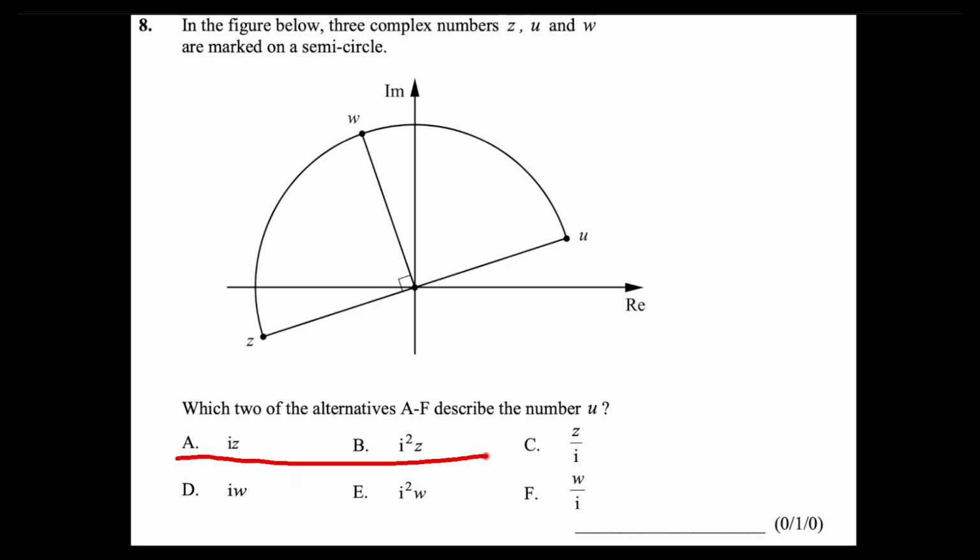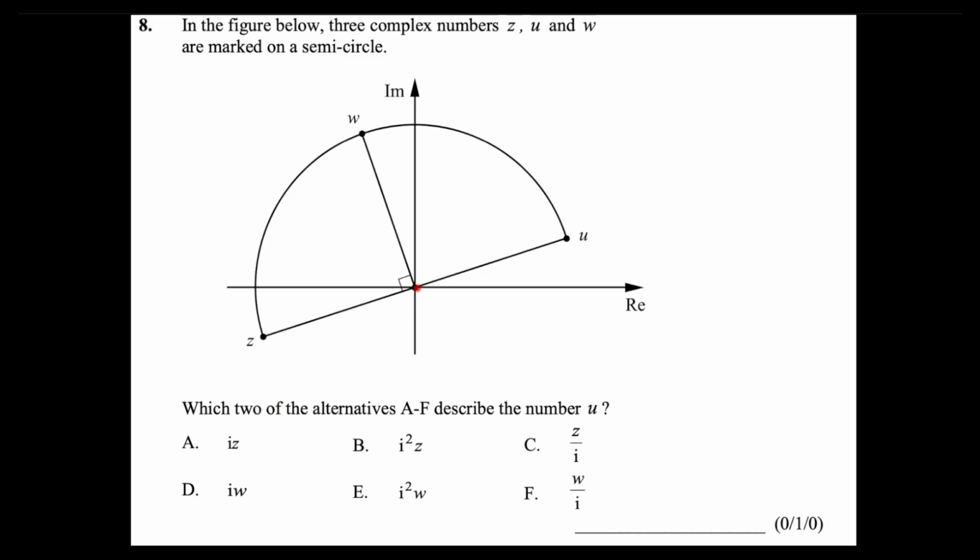In the first row, one of them describes u. Do you see which one? B. Why? Because when you multiply by i, you rotate counterclockwise 90 degrees. So if I rotate i counterclockwise 90 degrees, I will end up somewhere here, which is not that point. But i squared z means do this operation 2 times.